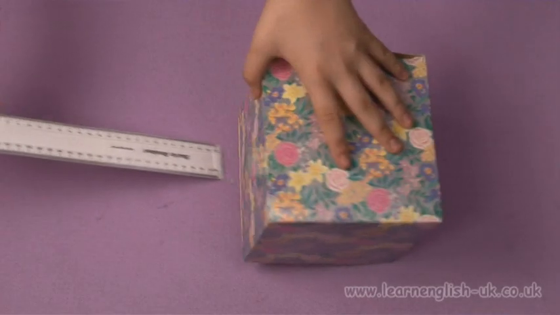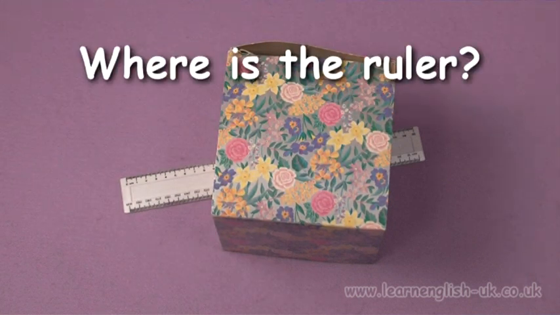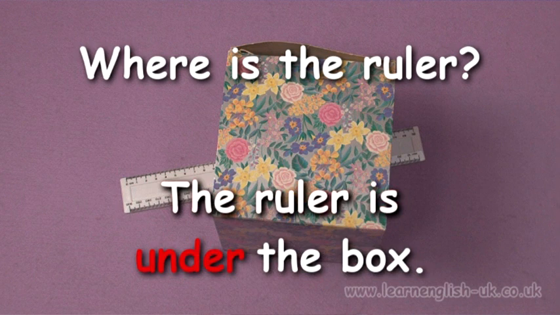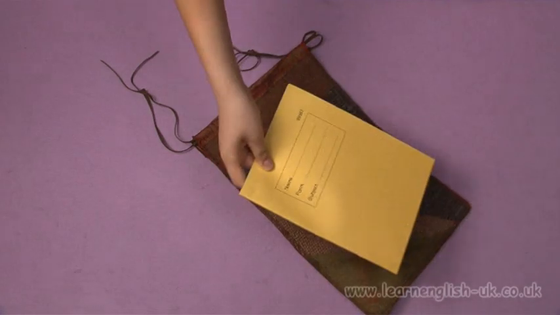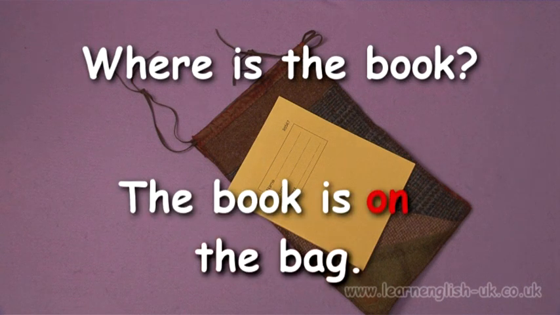Bella, put the ruler under the box. Where is the ruler? The ruler is under the box. Zoe, put the book on the bag. Where is the book? The book is on the bag.